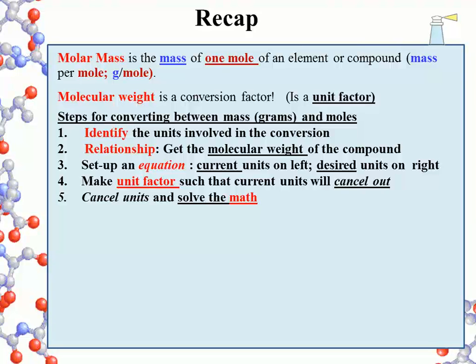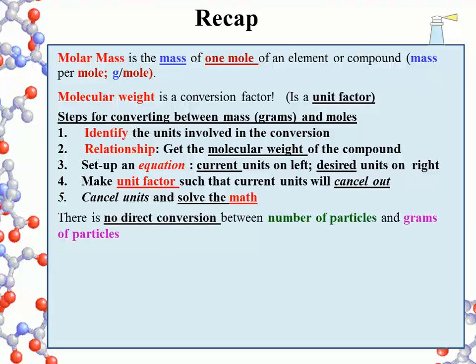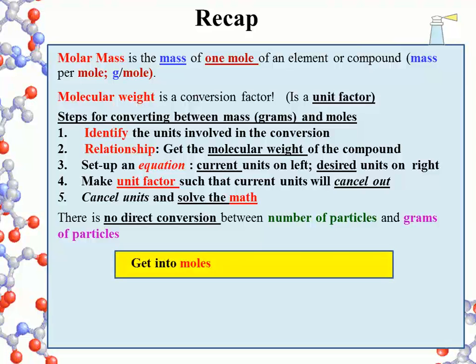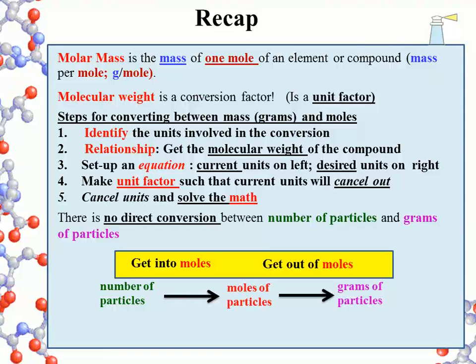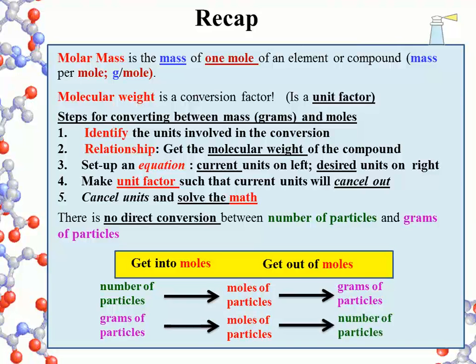Not all conversions can be done with a single unit factor, though. There is no direct conversion between number of particles and grams of particles. There is an intermediate, and it is the mole. A common refrain in chemistry when dealing with mass is getting into moles and then getting out of moles. This helps us remember that the mole bridges the units of count and mass. The two-step conversion can be from count of particles through moles into mass, or the other way around, starting with mass of particles that convert into moles, allowing a final conversion into particles.